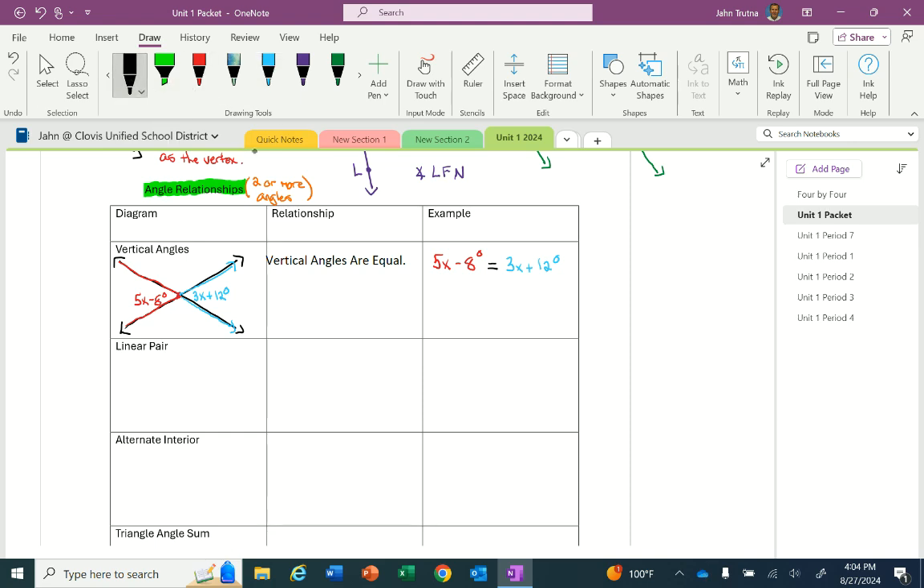Now what we're going to do is we're going to solve this equation and find the answer for x. I'm going to add 8 to both sides of the equation. That would now create a new equation after the 8's cancel out, which would be 5x is equal to 3x plus 20.